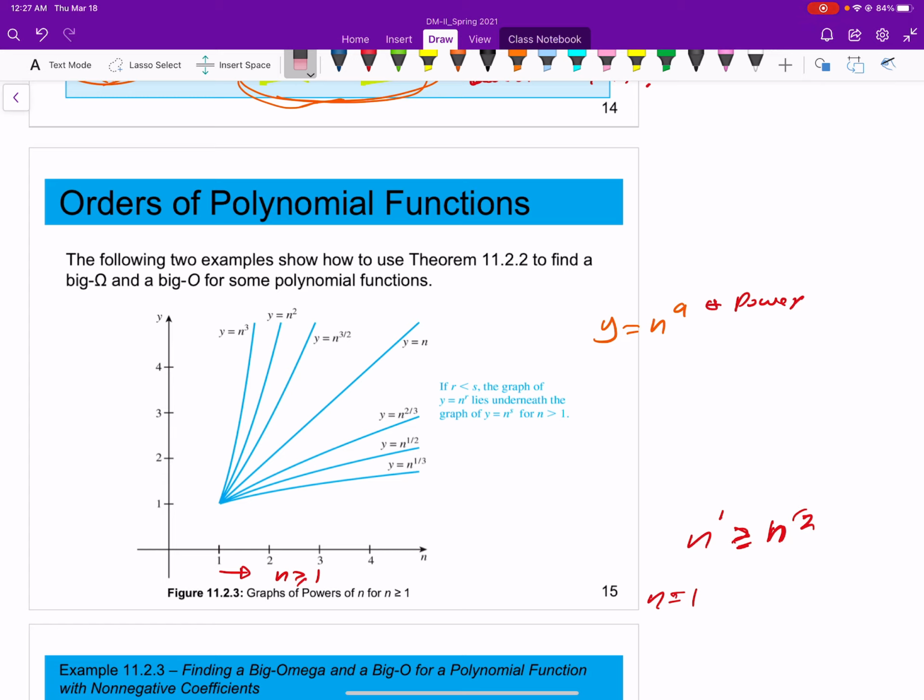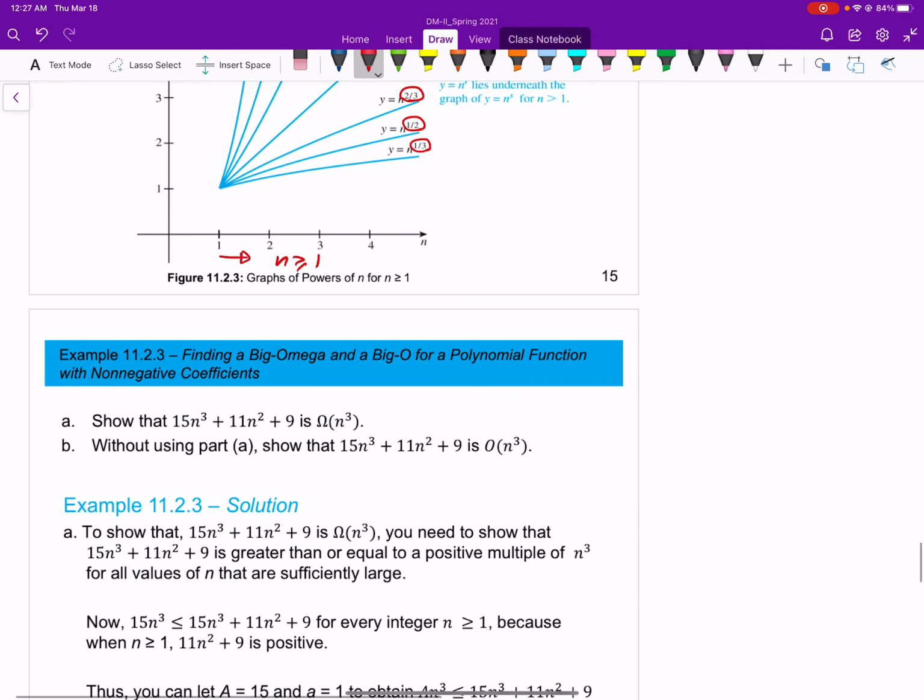Okay, so let me delete this. See, it is 1/3. This is half, which is bigger than 1/3, and 2/3 is bigger than half. This is the power 1. And the power is 3/2. Power is square. Power is cube. When the power increases, the graph goes above the other function. All right, so this is what I want to show you.